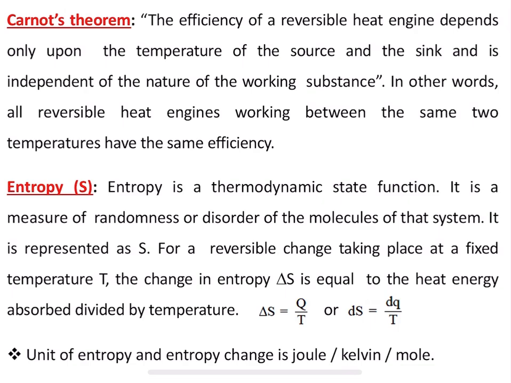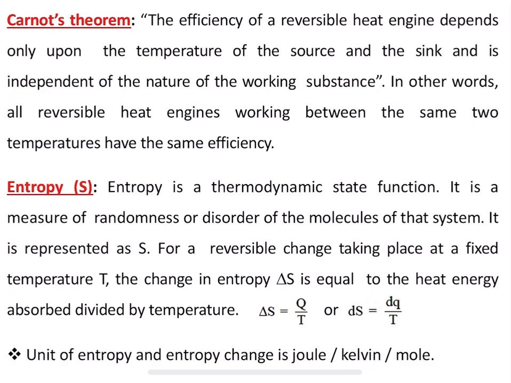In step 1 and step 2, the expansion of the ideal gas takes place, and in step 3 and step 4, the compression of the ideal gas takes place, carried out in isothermal and adiabatic conditions respectively. That means step 1 is an isothermal process and step 2 is an adiabatic process, where we see the expansion of the ideal gas. In step 3 we see the compression of the ideal gas in isothermal condition, and in step 4 the compression of the ideal gas, which reaches the initial state again, is carried out in the adiabatic process.